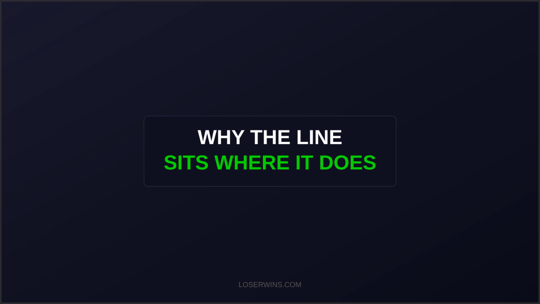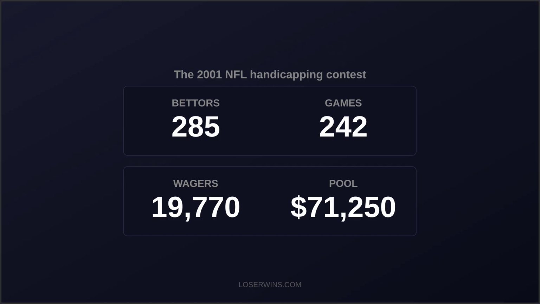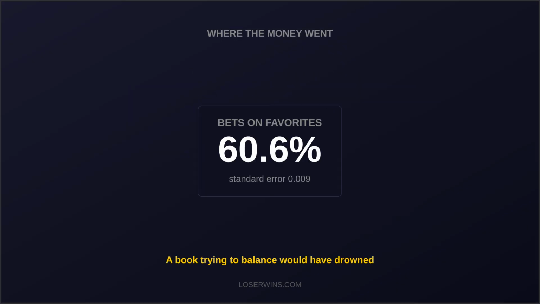Next, why the line sits where it does. The usual story about line movement says books shade a number to pull money onto the quiet side and even out their exposure. Levitt tested that story and found the opposite. His sample was a handicapping contest run during the 2001 NFL season. 285 bettors, 242 games, 19,770 wagers into a $71,250 pool. Favorites took 60.6% of the bets, with a standard error of 0.009.